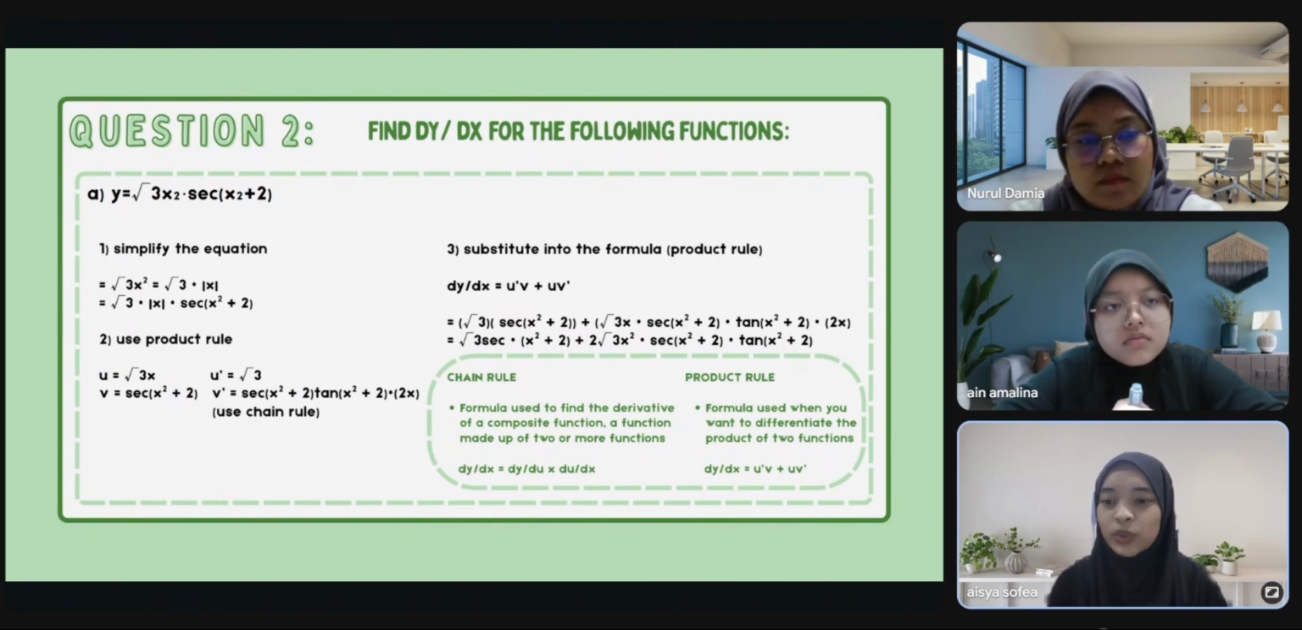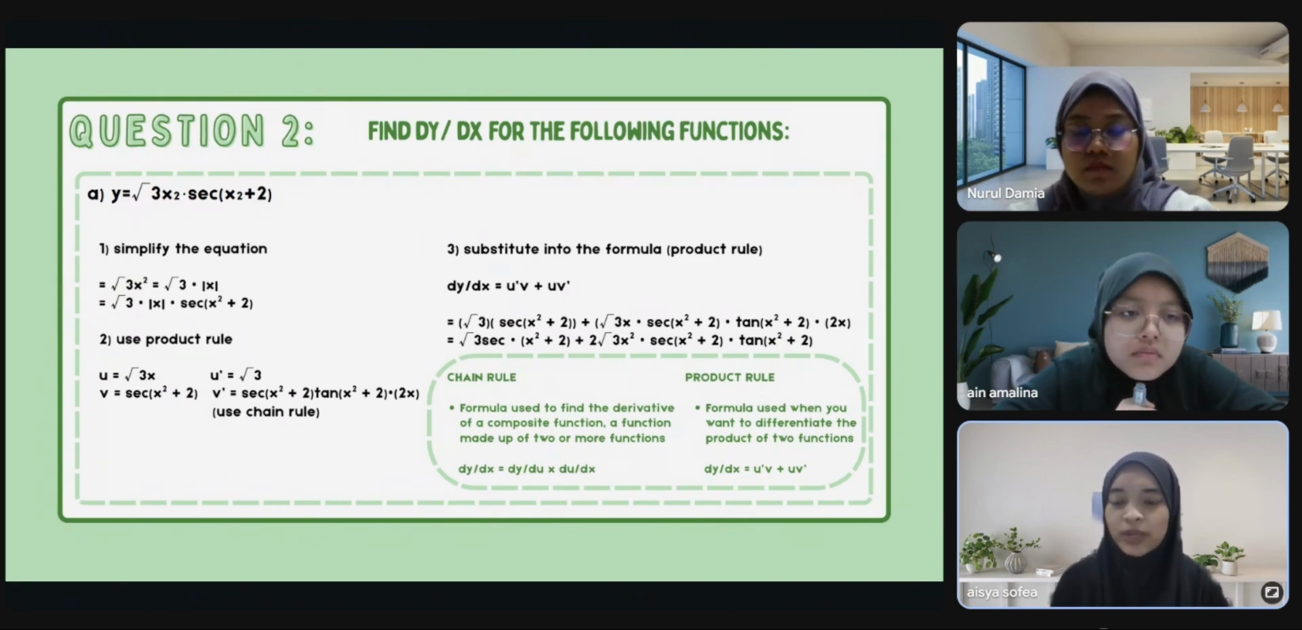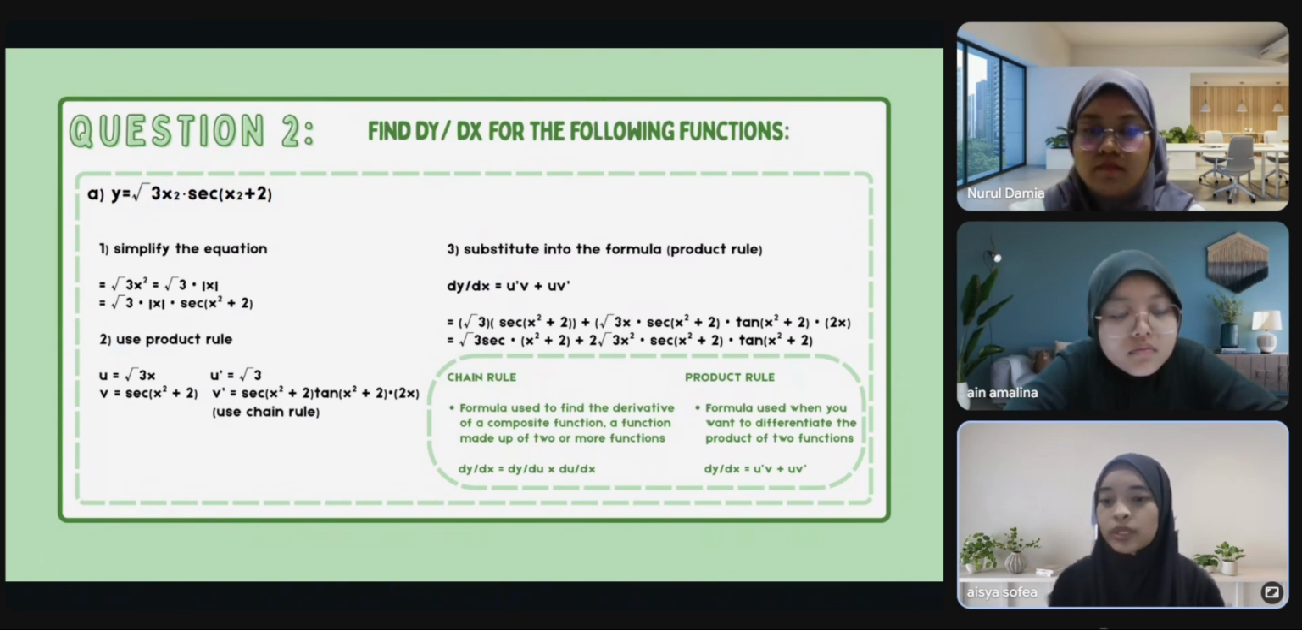For the next step, we will use the product rule, which includes u and v. For u, we take the first expression, square root 3 times x, and we differentiate it, and it becomes square root 3. For the next one, v is secant of (x squared plus 2), and we differentiate it, and it becomes secant of (x squared plus 2) tangent of (x squared plus 2) times 2x. For the v prime, we will use the chain rule.